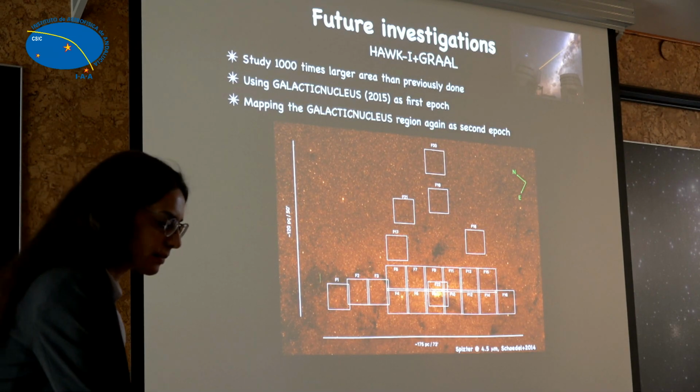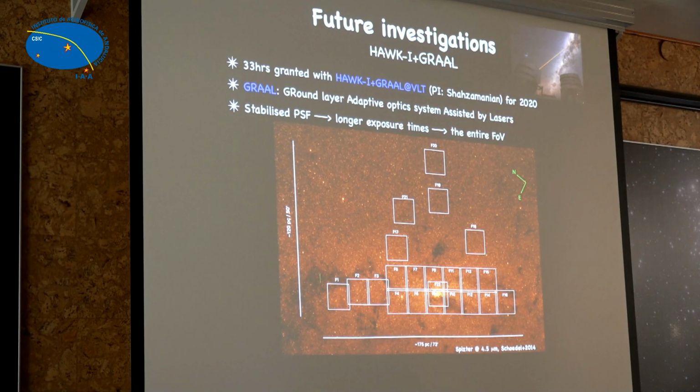And this is the program that we propose, all the regions that are shown here, to be observed this year. So we have got time, 30 hours of observation, to observe in H-band all these regions. And this time HAWK-I is upgraded with GRAAL, so the quality of the data would be even better than the Galactic Nucleus. And GRAAL is a ground layer adaptive optics system which is equipped with lasers. And it can have a stabilized PSF, and we can have longer exposure times.